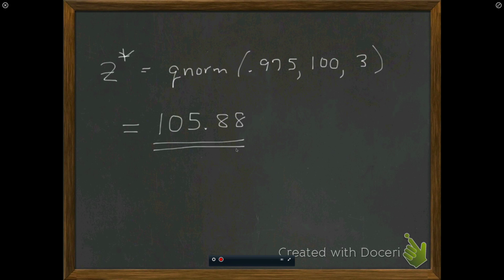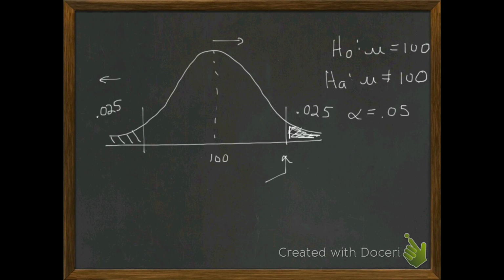All right, so 105.88, if we go back, is going to be the sample mean that separates the line in the sand. And I just usually refer to this line right here as the decision axis.